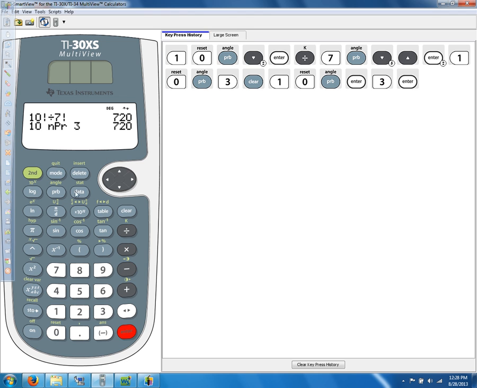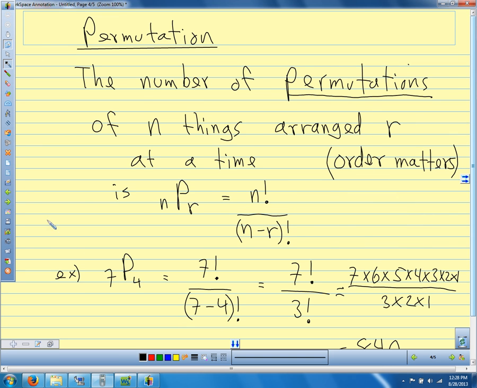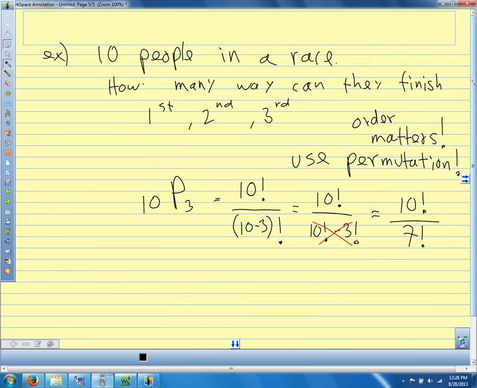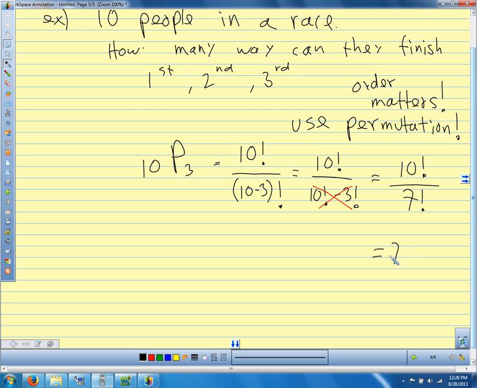So I can do 10 factorial divided by 7 factorial, or 10P3 in my calculator and calculate, and I get 720. So there are 720 ways that 3 people could come in first, second, and third out of 10 people. Questions on permutations?